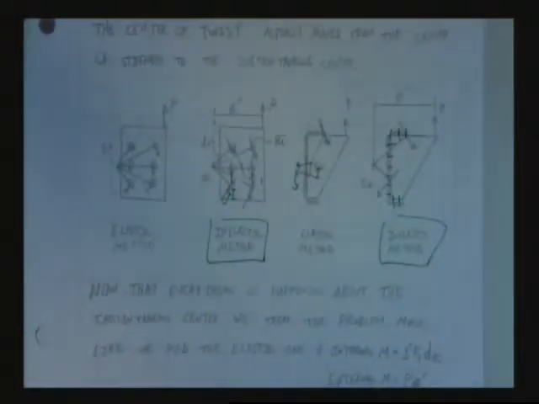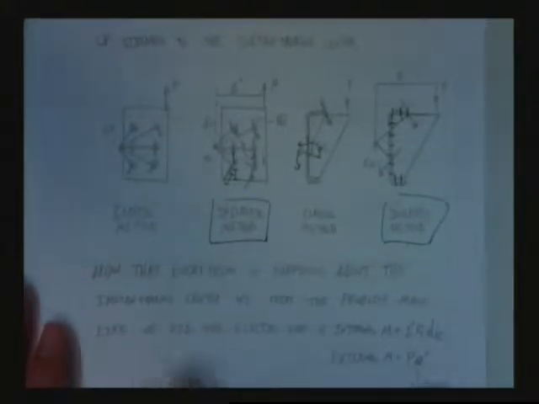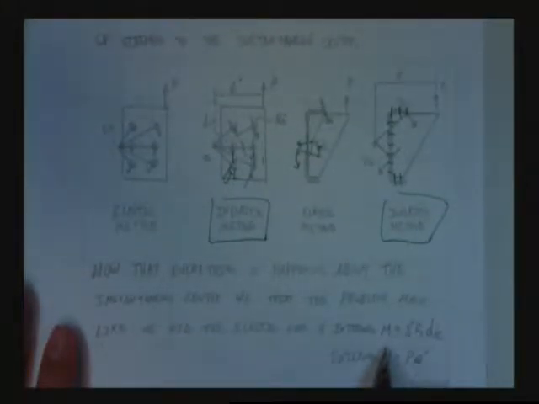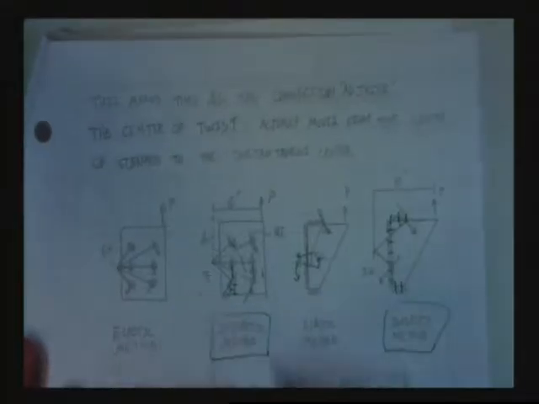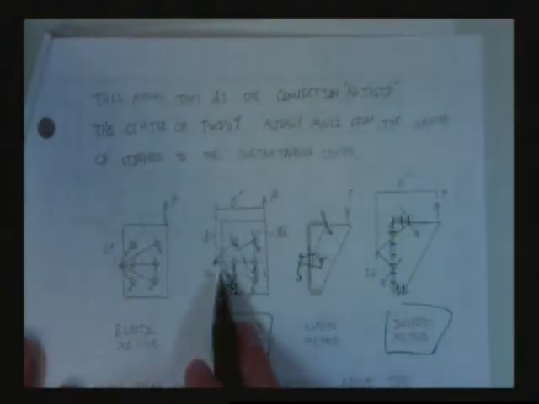Now that everything is happening about this instantaneous center, we treat the problem much like we did the elastic one. We have internal moments, we have external moments, and we have to set them equal to one another. The only problem is we don't know where the instantaneous center is. You can't just look at a problem and pick it. If we could pick a spot and we knew that was the one, the math becomes really easy to do. But it's hard to know where it's going to be.